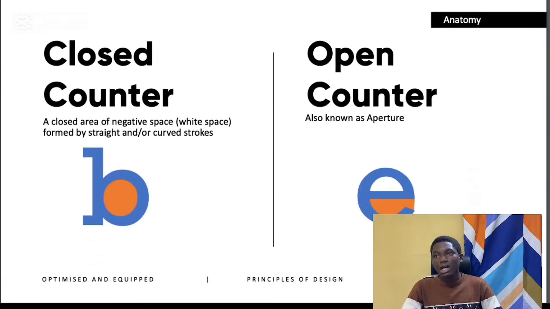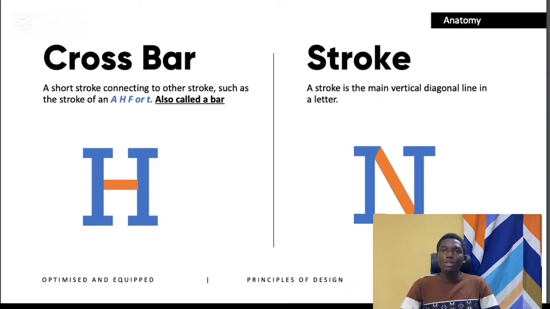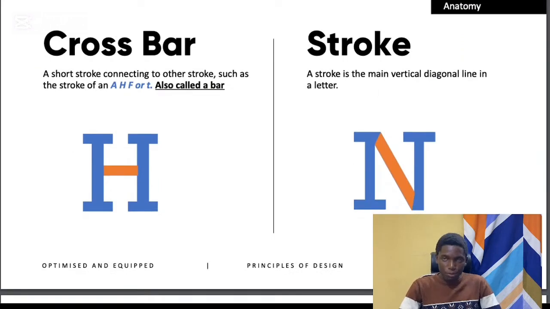Then also we are going to be studying the closed counters and the open counters. These open counters and closed counters depend on the type of font, the type of letters which you are using. There are some letters in which the closed area of negative space, white space, is formed by a straight or a curved stroke, depending on the type of alphabet you are using. So you can get familiar with the closed counters and the open counters, though they are not really important, but you need them, and they are basic things that will help you in your design journey. We have the crossbar, we have the strokes.